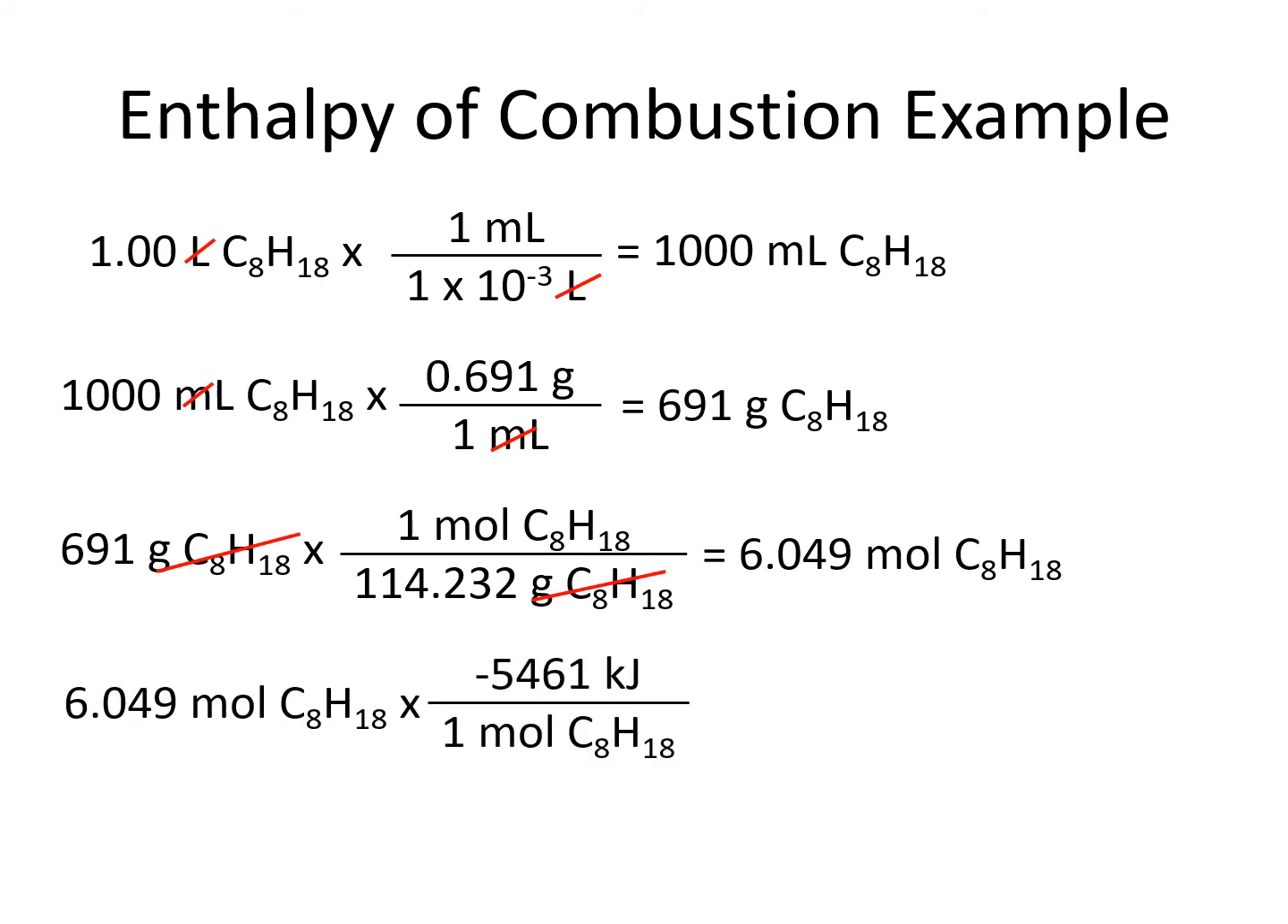Now we can finally use our balanced equation that tells us that for each 1 mole of isooctane, negative 5,461 kilojoules of heat would be associated with that. So since we don't have 1 mole, we have 6.049 moles, we need to do a little bit of a calculation. So we do 6.049 times negative 5461, and that gives us negative 33,034 kilojoules.